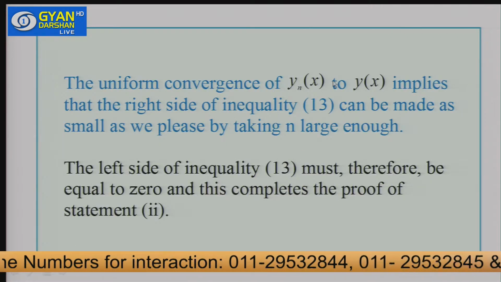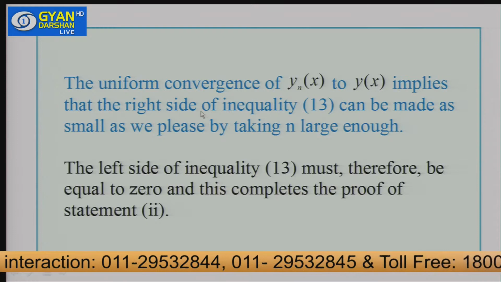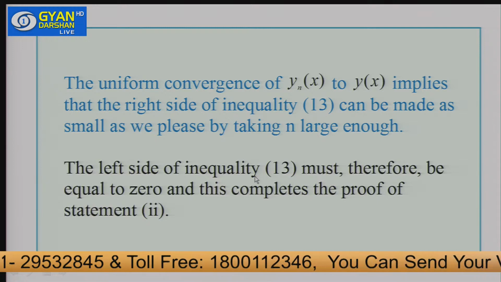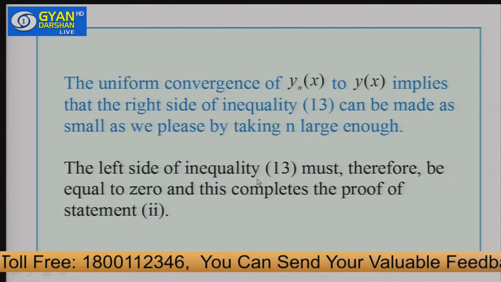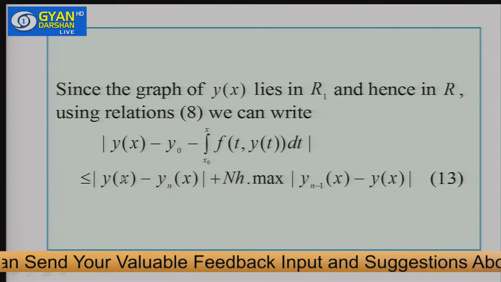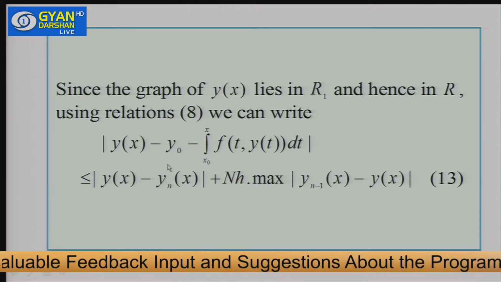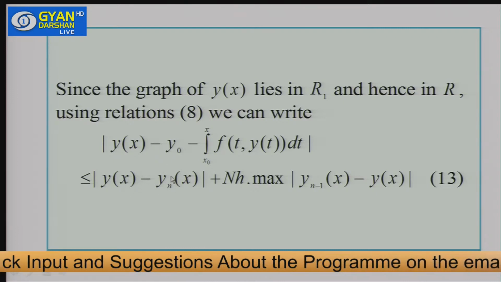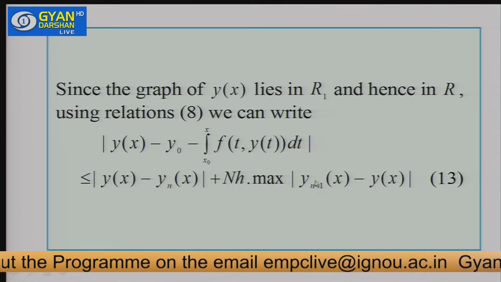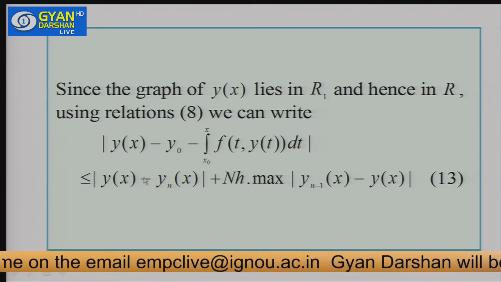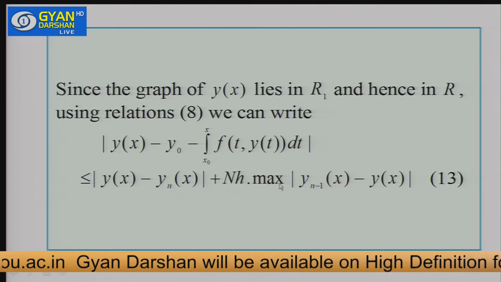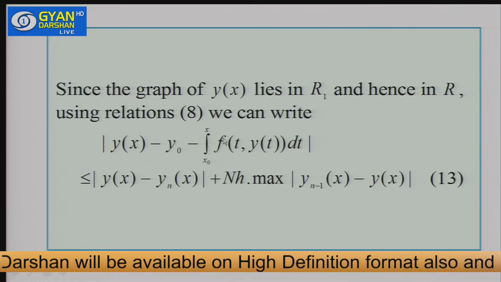So the uniform convergence of yn to y implies that the right hand side of inequality 13 can be made as small as we please by taking n large enough. So if you take the limit, yn will go close to y, because y is the limit of yn. Also yn minus 1 will go to y. So the right hand side will vanish, will go as close to 0. So obviously the left hand side should be equal to 0.